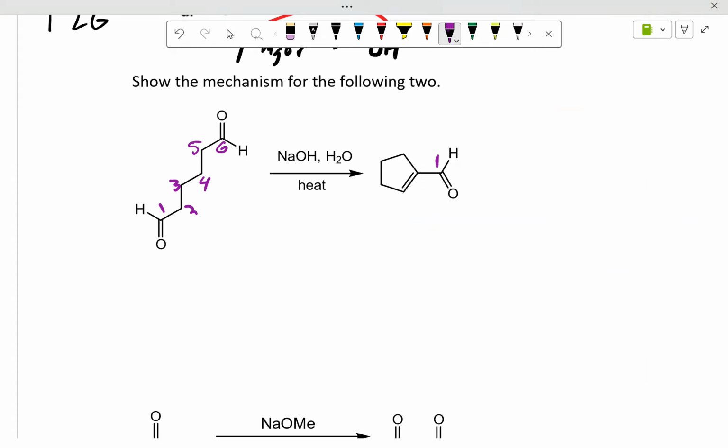Let's number these now. So I'm putting this as carbon 1 because it's an aldehyde. We have an aldehyde on carbon 1. So that means this has to be carbon 2. Now we have to decide whether this is carbon 3 or this is carbon 3.